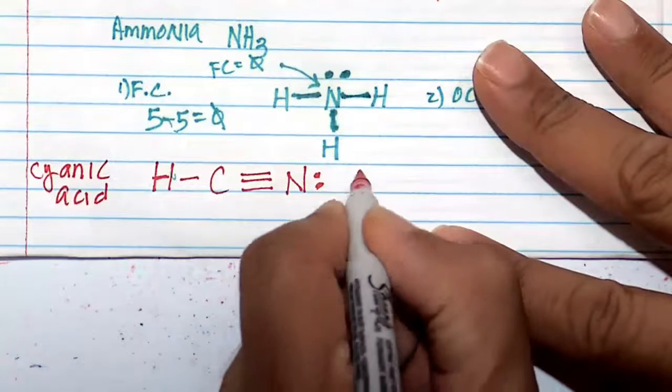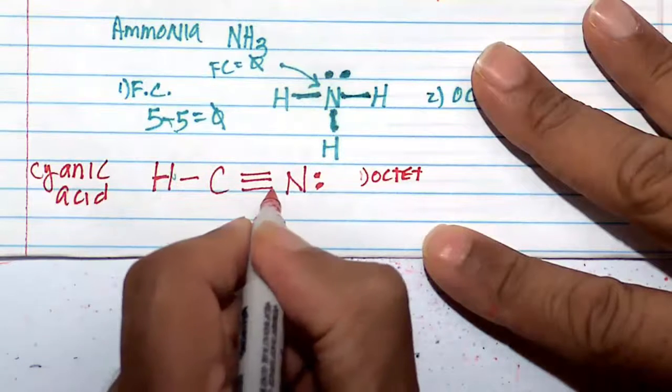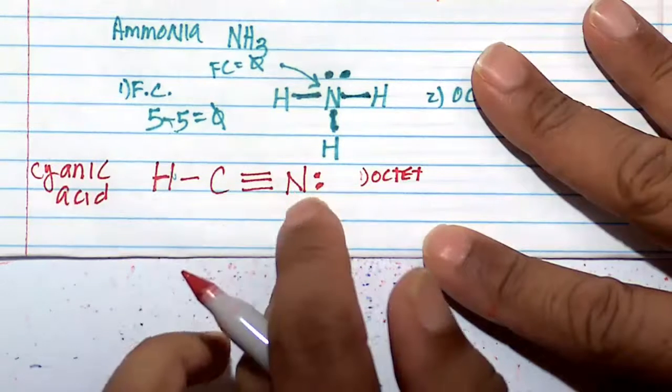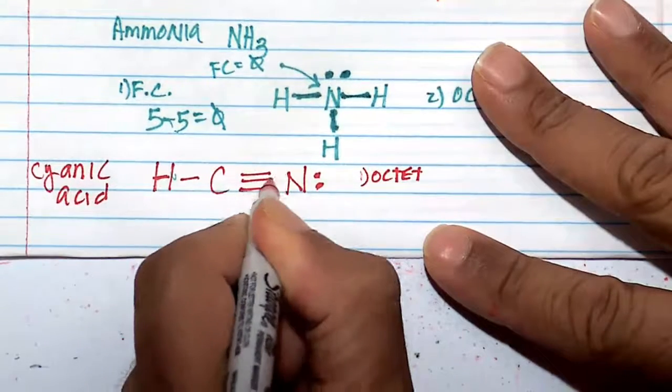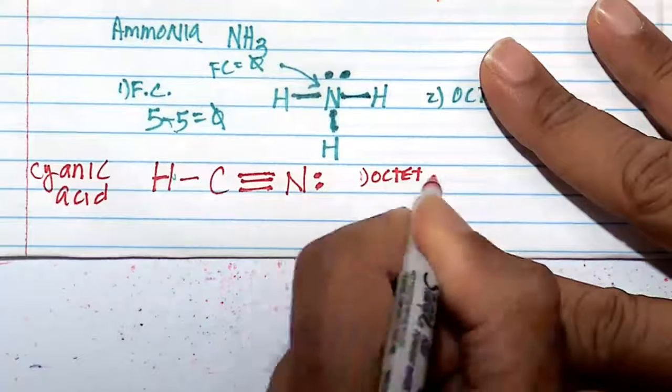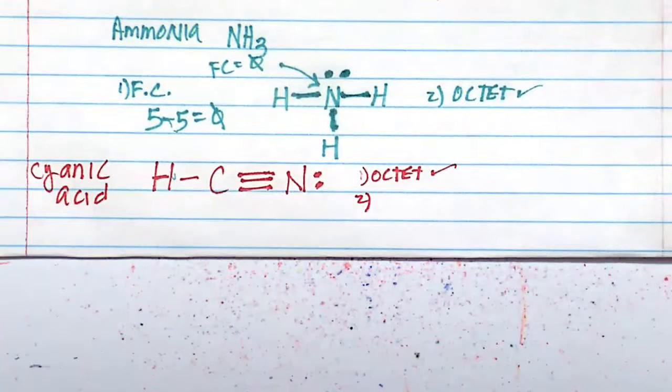So let's look at the octet rule. Okay, we're going to count everything. This is shared, but it just as much belongs to nitrogen as it does to carbon. So 1, 2, 3, 4, 5, 6, 7, 8. So the octet rule for nitrogen, again, this is exclusively on nitrogen, is good.